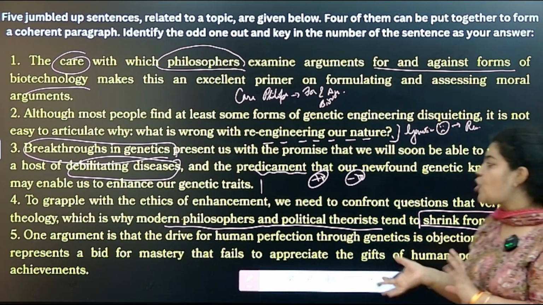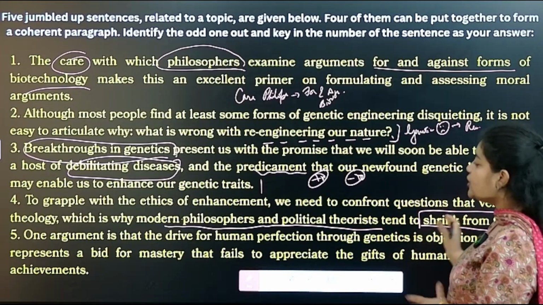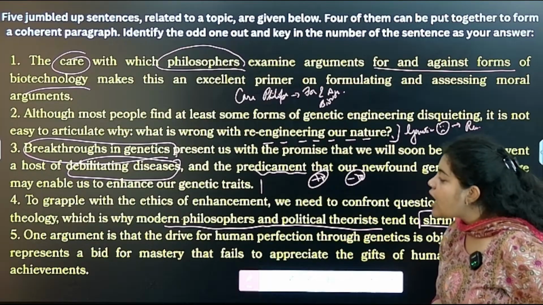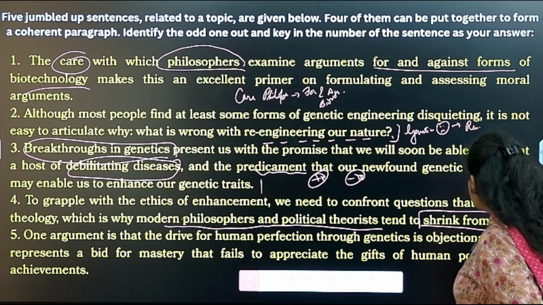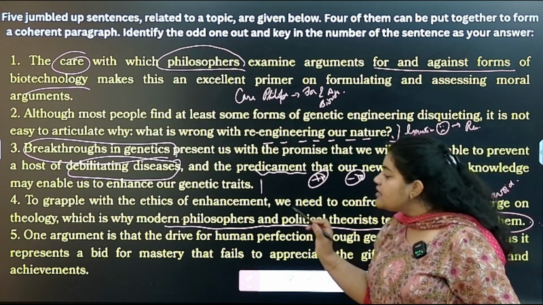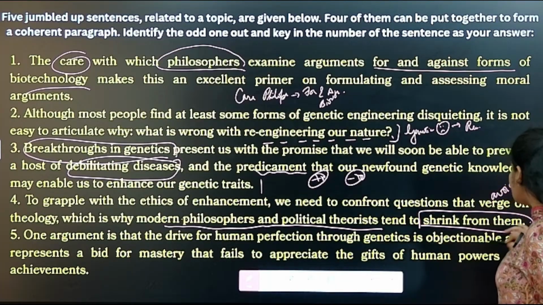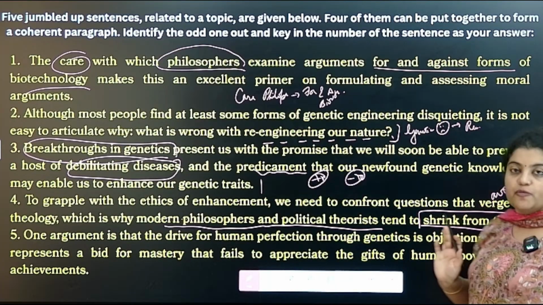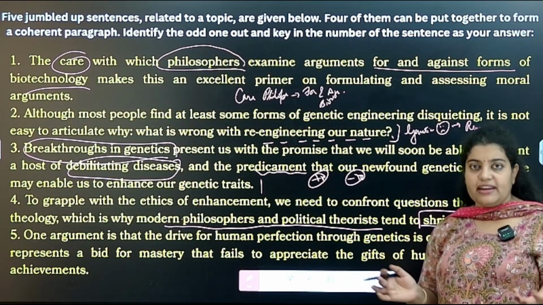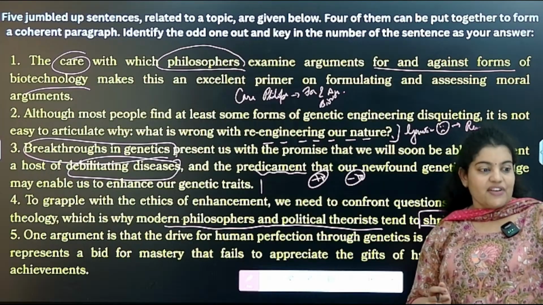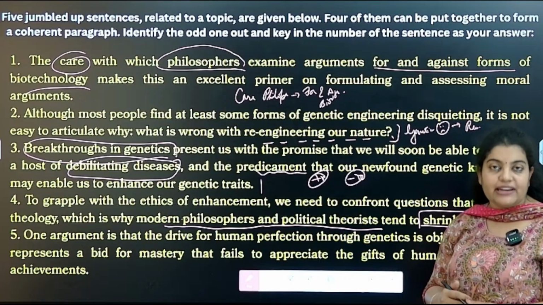Now let's see. This is talking about to grapple with the ethics of enhancement, we need to confront questions. Okay. One argument is that the drive for human perfection through genetics is objectionable as it represents a bid for mastery that fails to appreciate the gifts of human powers and achievements. Okay. So now that we have read these sentences and everything looks complicated, just like the previous sentences where we were able to get a lot of links, probably for this question we aren't able to find the one.